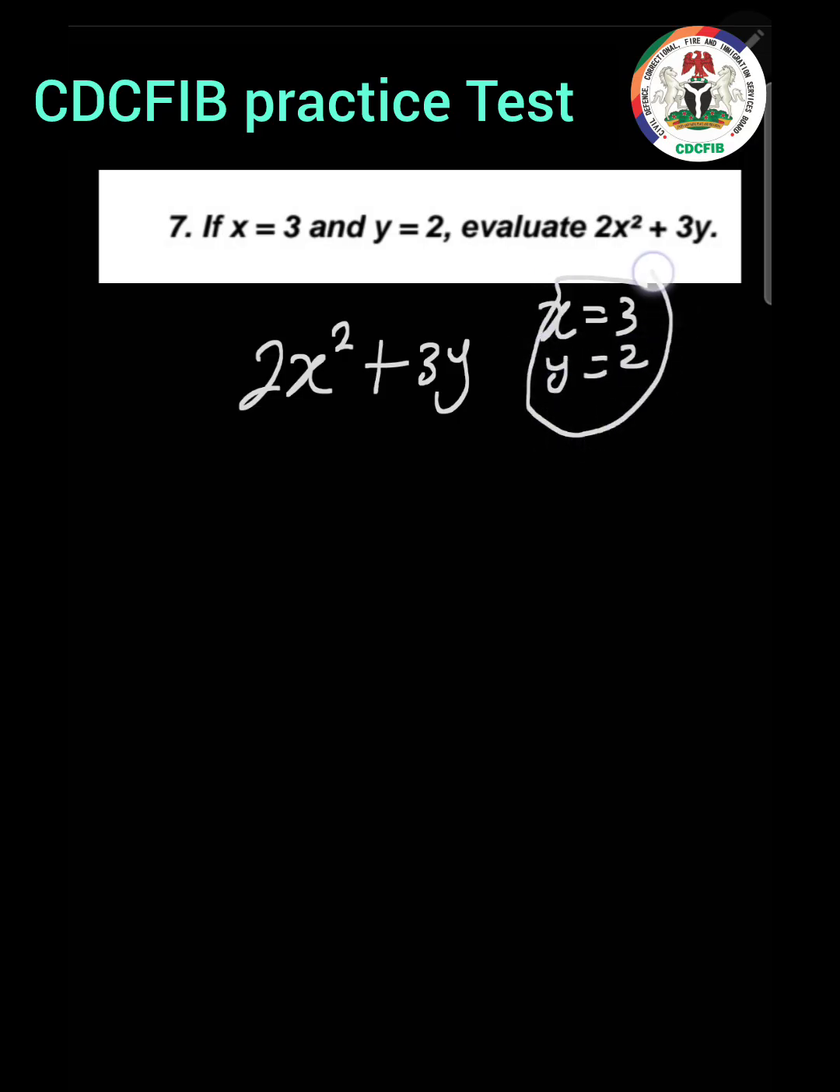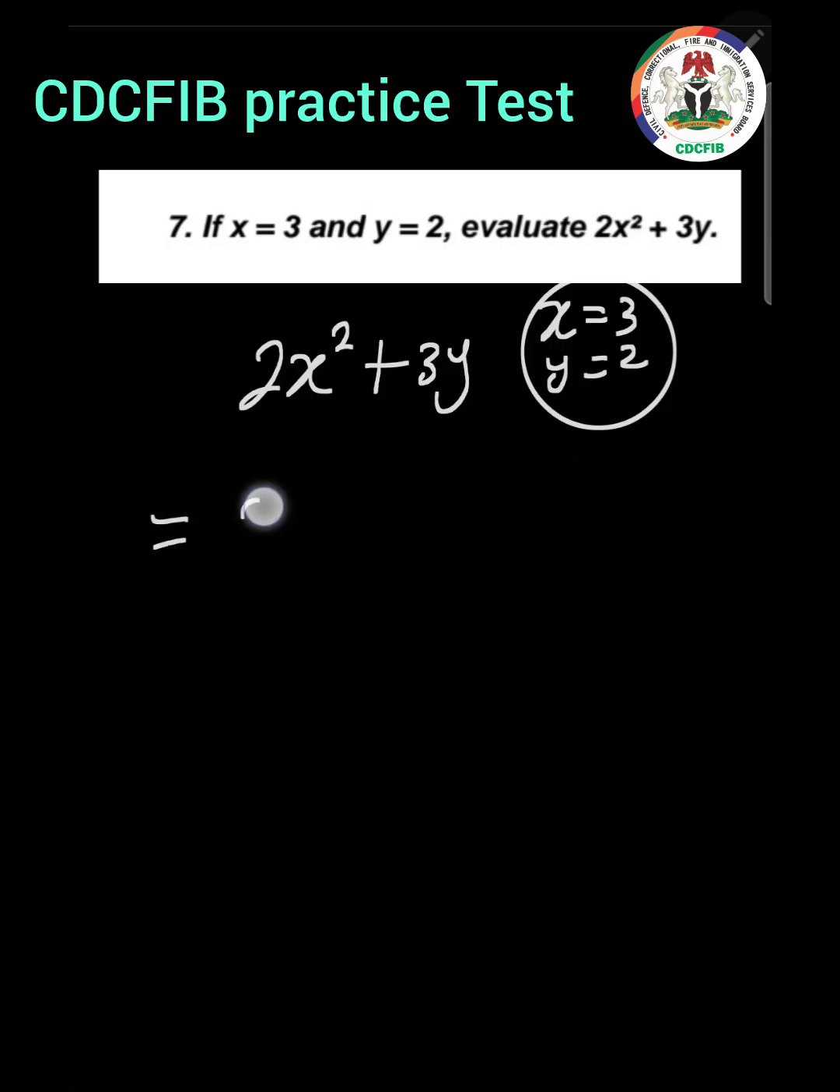If x is equal to 3 and y is equal to 2, then we are asked to evaluate 2x squared plus 3y. So this is just a substitution. All we're going to do is to replace 3 as x in the expression and also replace 2 as y. So the given expression is what? 2x to the power of 2 plus 3y, given x equal to 3 and y equal to 2. So anywhere we see x and y, we're going to replace 3 and 2 respectively.